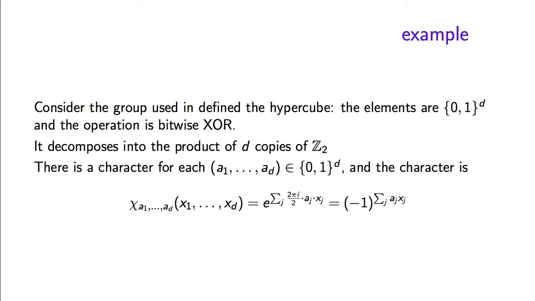So what are the characters of this group? For every choice of bits a1 through ad, we have this function that maps d bits x1 through xd to this output, and since e to the pi i is just minus 1, this is just minus 1 to the power of the summation over j of aj xj.